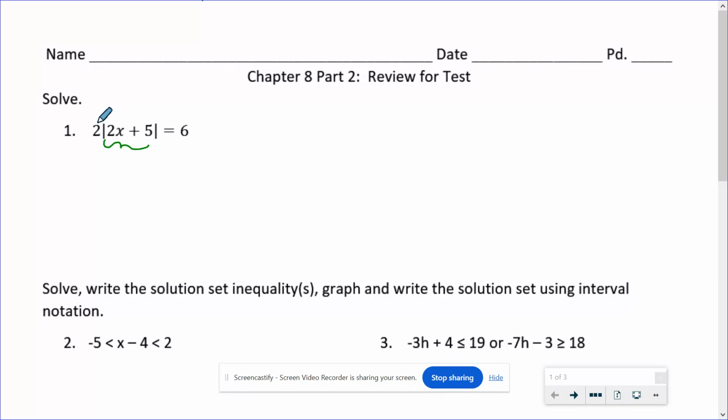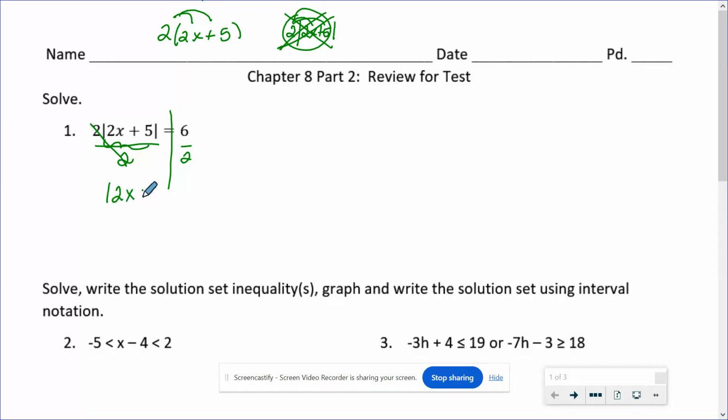You are not permitted to distribute into absolute value bars. You can distribute into parentheses, but you are absolutely not allowed to distribute into absolute value bars. So you cannot do that. So the first thing we're going to do is divide both sides by 2, since the 2 is multiplied to the quantity in the absolute value bars. The 2's will cancel out, leaving us with the absolute value of 2x plus 5 equal to 3.